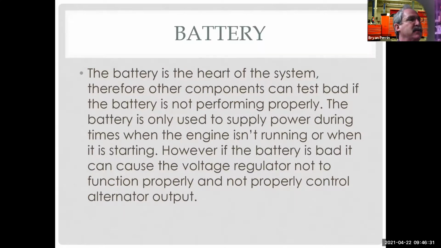However, if the battery is bad, it can cause the voltage regulator not to function properly and not properly control alternator output. I might be overcharging or undercharging. Undercharging is very common because of a bad battery, but overcharging also happens. Another thing that happens with a bad battery is I might have a radio that loses its presets. I might take a car in for smog and the monitors aren't complete, but I haven't disconnected the battery and no one has worked on it, yet the monitors aren't complete, so I don't pass smog.